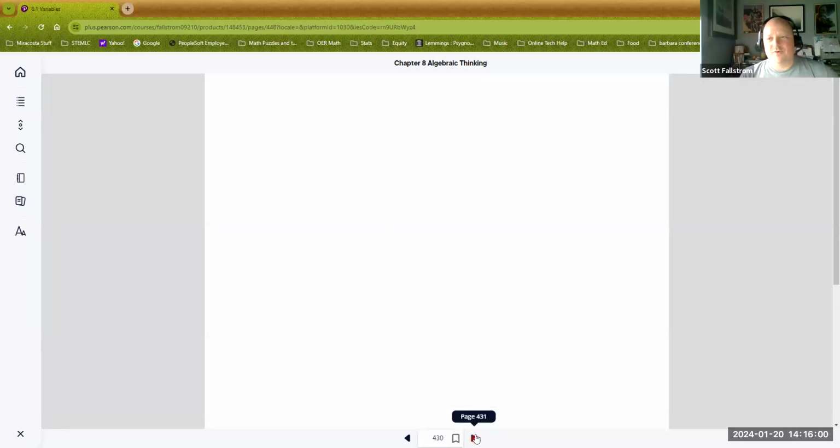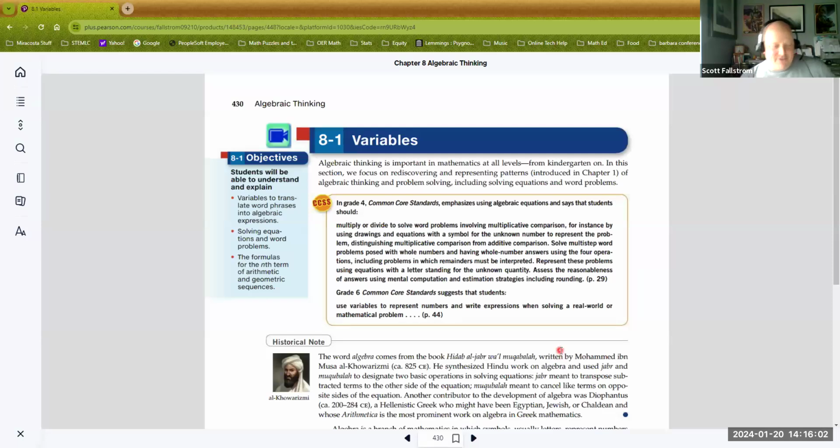Okay, we're just going to do 8.1 in this video. So the idea here, now again, every time you see these sections in the book, they will reference things like Common Core state standards. So in grade 4, they should be able to multiply or divide word problems, represent the problems using equations with a letter standing for an unknown quantity. Okay, so we're moving into that. We're moving into the letter.